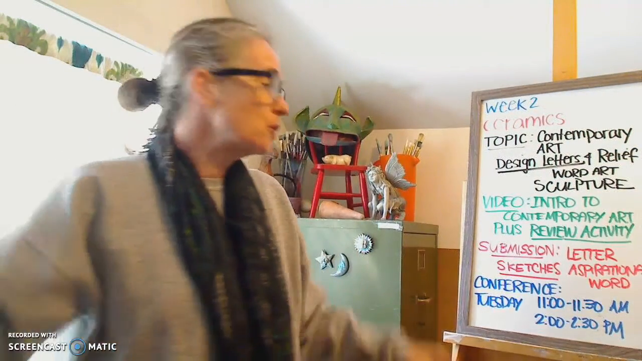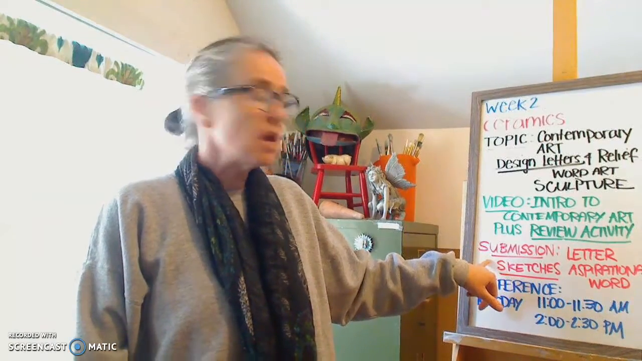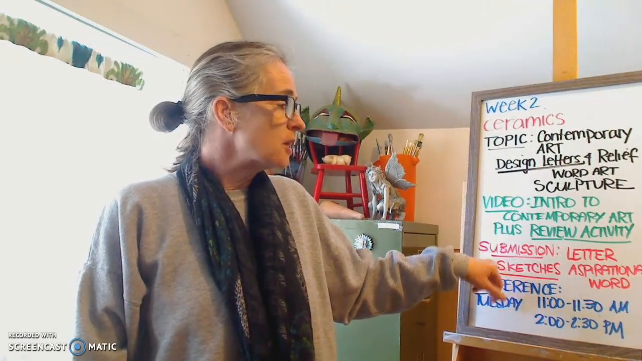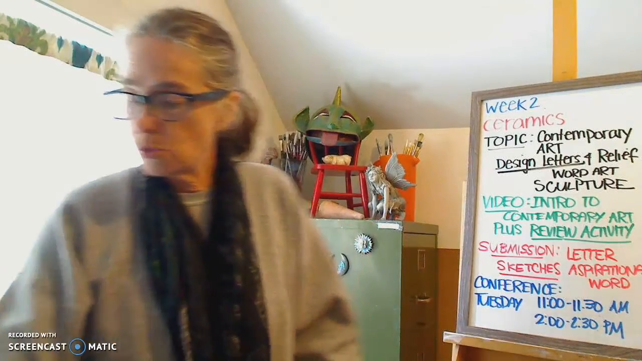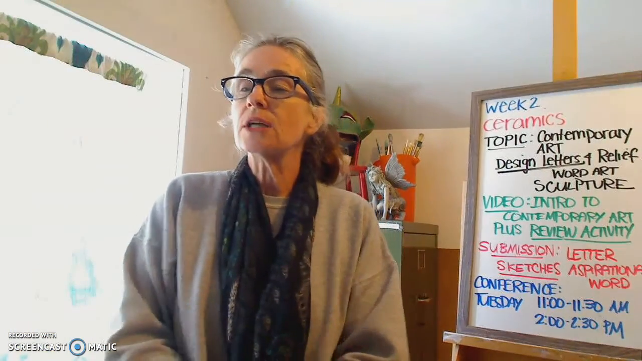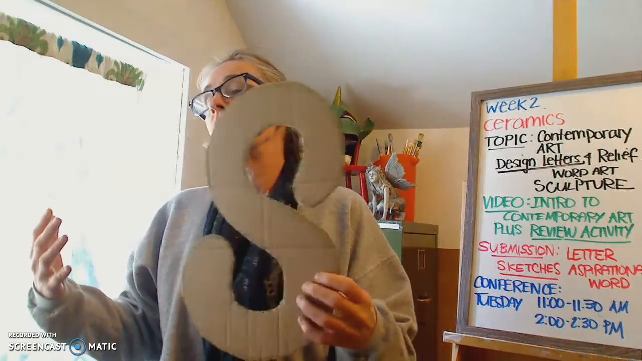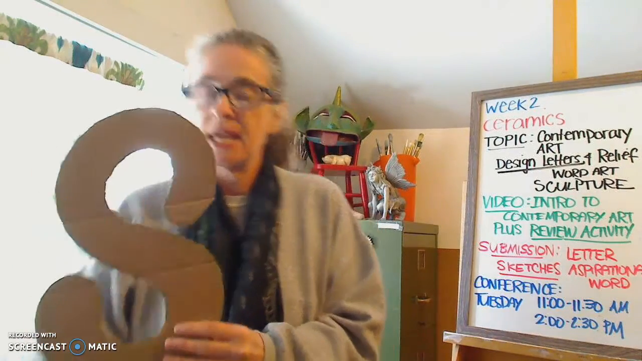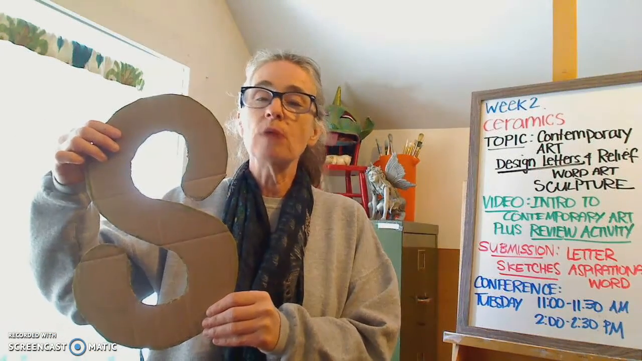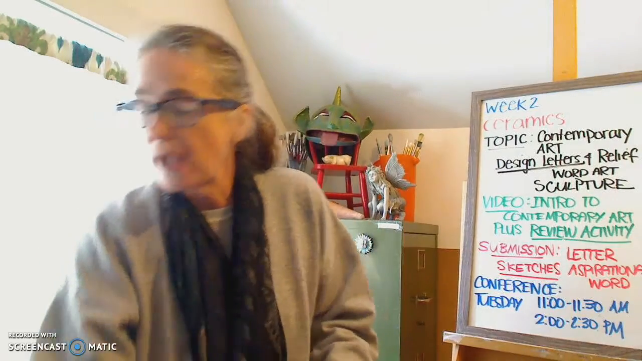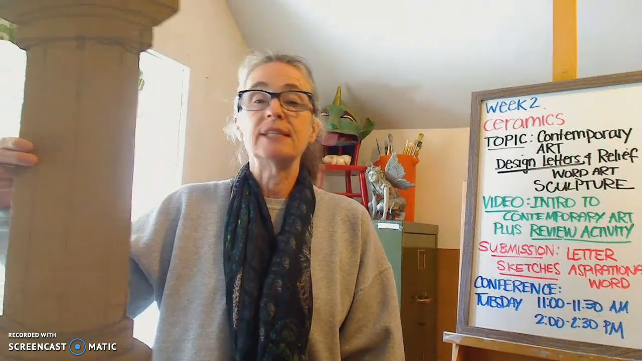Okay, after you are finished with your sketches, you will submit a photo of your sketches with the letters of your aspirational word. And then next week, we're going to start cutting those letters out of our cardboard or any other recycled materials that we've collected. So that's the direction this is headed. Now you can see that this is probably at least 14 inches high. My column that is part of my letter R is probably about 17 or 18 inches. So these relief sculptures are going to be fairly large.